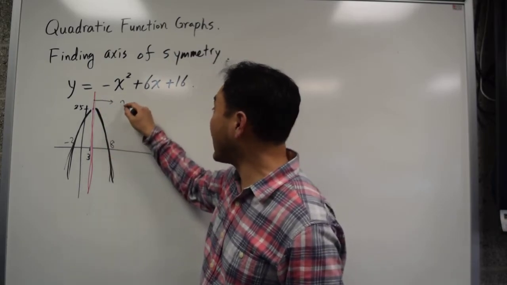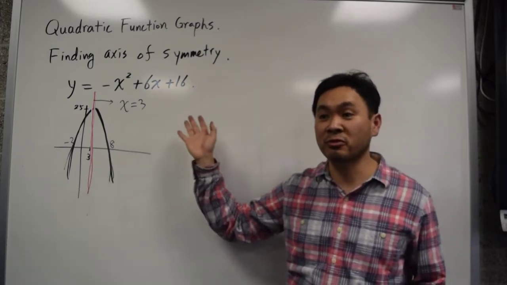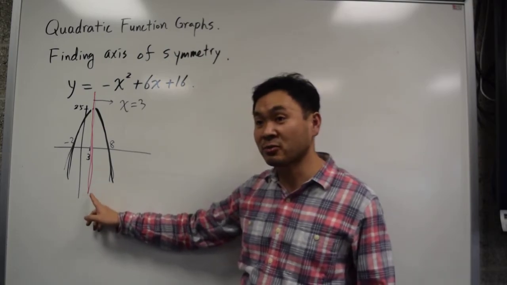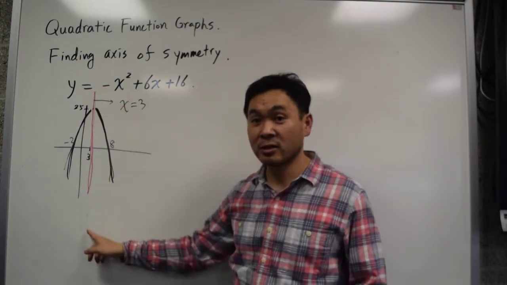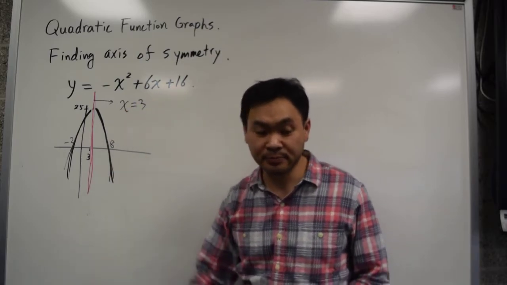It's 3, right? X equals 3. You should all know that if you do x equals a value, it gives you a vertical line. So the equation of this vertical line is x equals 3. So the axis of symmetry for this equation is x equals 3.